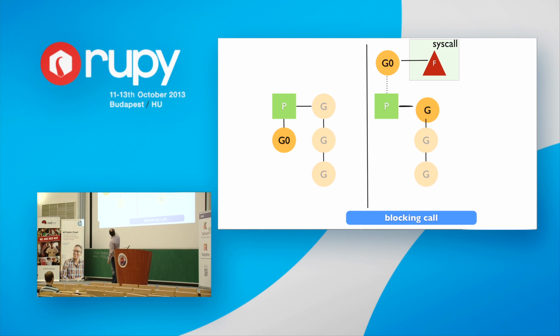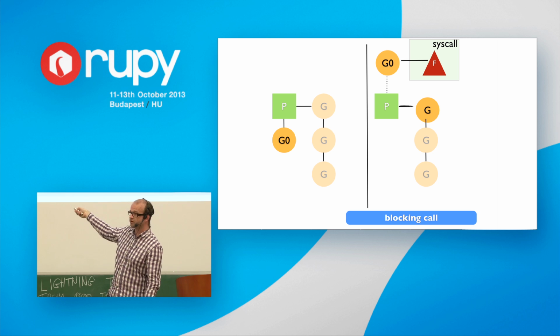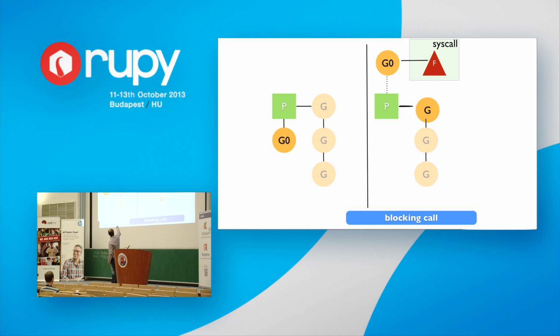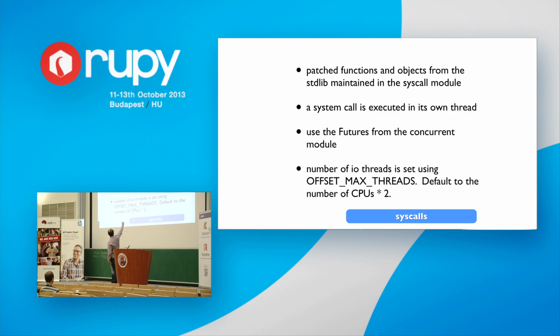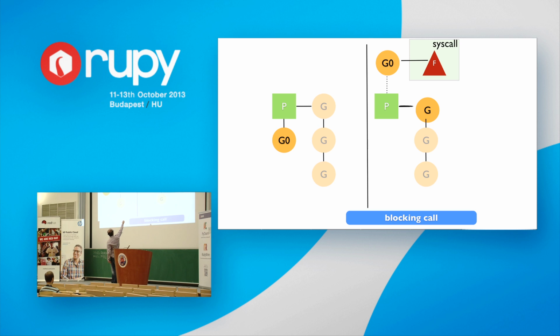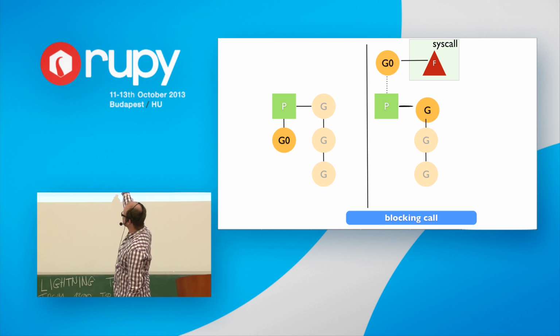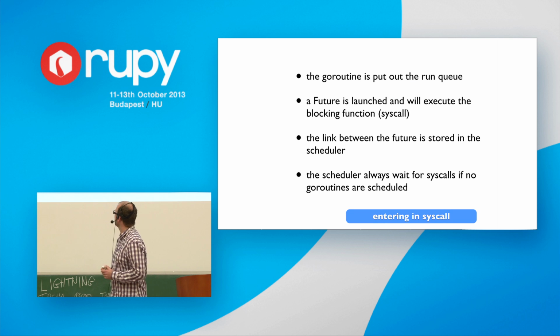So on the left, you have a process running a Go routine. The Go routine enters a system call, for example, a socket receive. Then the Go routine is removed from the run queue, and the system call is passed to a new thread. And then the next Go routine in the run queue is executed. Once the system call finishes, once the data comes from the socket, the Go routine is put back in the run queue and will be executed the next time.